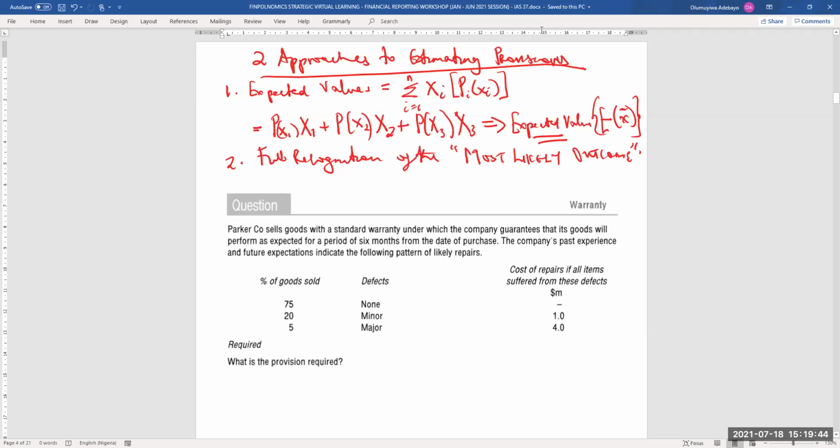So number one is 75% of goods sold, defect none, and cost of repair is nil. Then the next is 20% of goods sold, defect minor, and cost of repair is 1 million. Then the next one is 5%, defect is major, and the cost of repair is about 4 million. So required, what is the provision required?